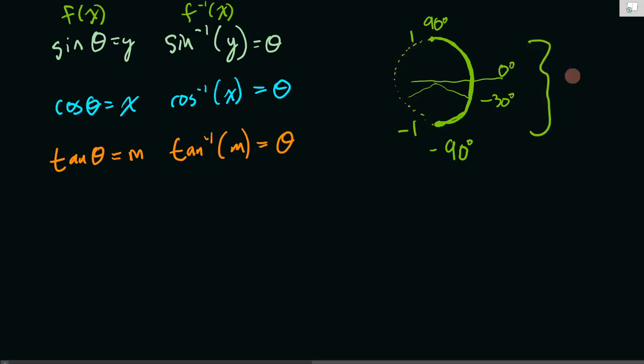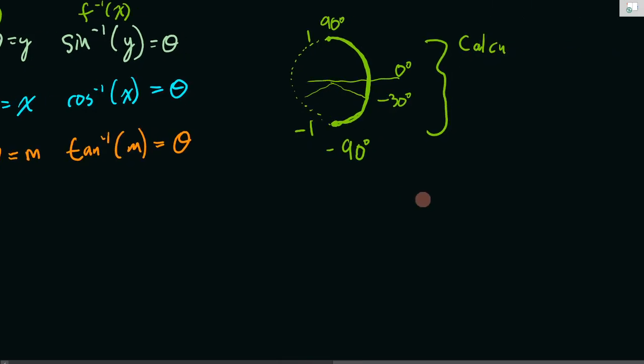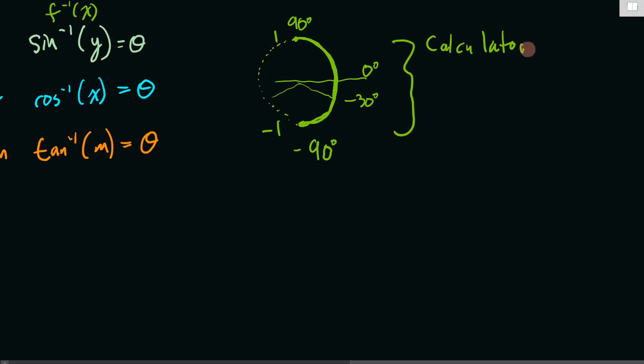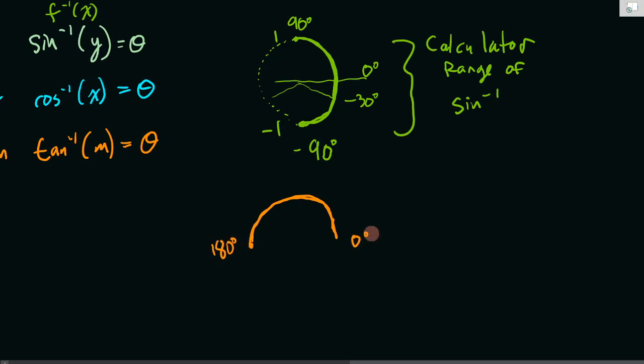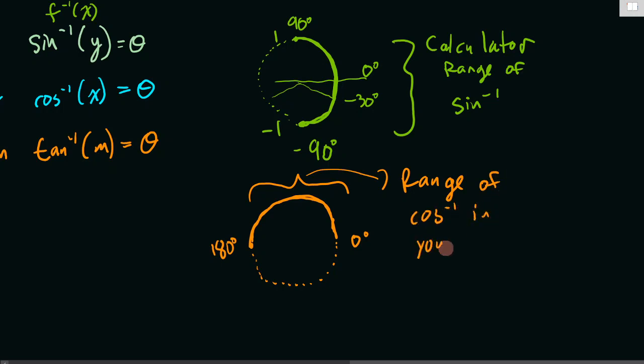Okay, so this is how your calculator, that's the calculator's output, so this is the range of sine inverse. And similarly for cosine, the way calculators do it is they only give you the top half of the circle. So this is 180 degrees, and this is 0 degrees. And it just ignores the whole bottom half of the circle. So this is the range of cos inverse in your calculator.